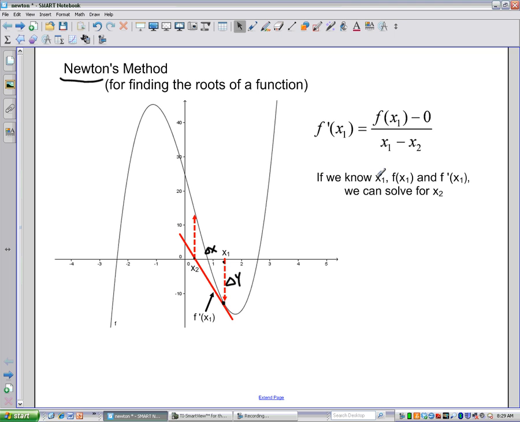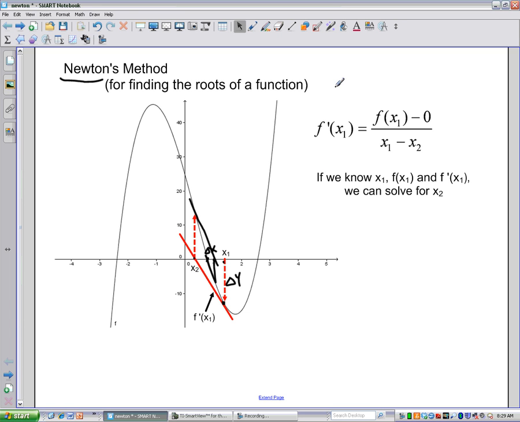Since we know x1 because we guessed it, we can figure out the f of x1 because we know the function. We can find the derivative of the function and plug in x1 at that particular value. So we would know everything in this except for x2. And what we would do is we'd find x2, and then we do the same process over. It's called iteration. We'd go up to the function, we'd draw in a new tangent line, we'd figure out where this value is, and eventually we're going to keep doing this process over, and we're going to just kind of close in on the place where we want to be. So that's how this works.